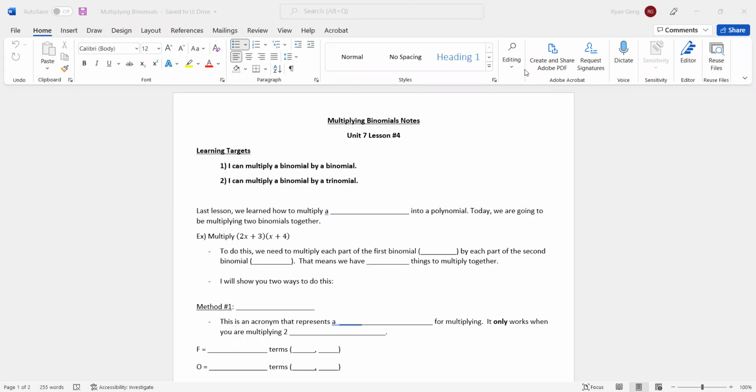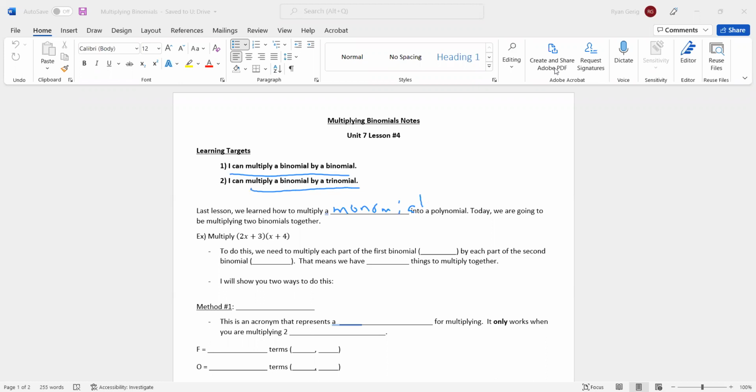Jumping into lesson 4. I'll go back to the learning targets here in a second. Last lesson, we learned how to multiply a monomial into a polynomial. Today, we are going to be multiplying two binomials together. So you can see the learning target, multiply a binomial by a binomial. And also, we're going to do a binomial times a trinomial. All right, so moving up in the world a little bit here.